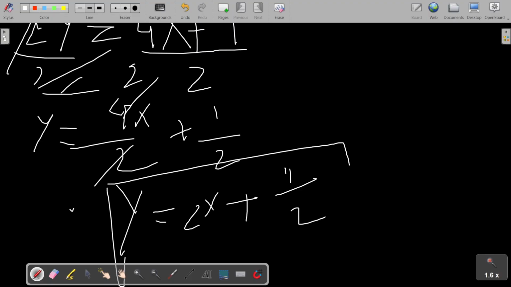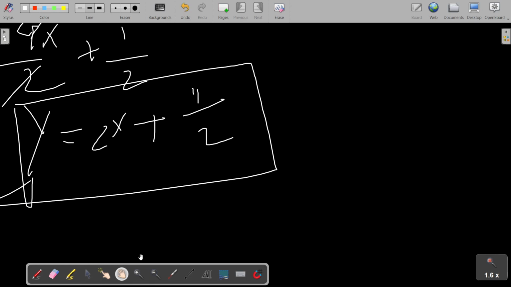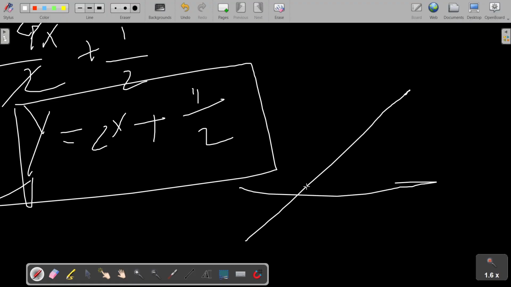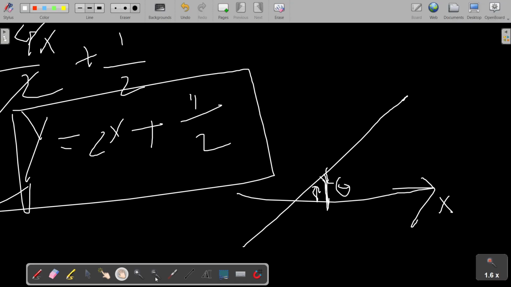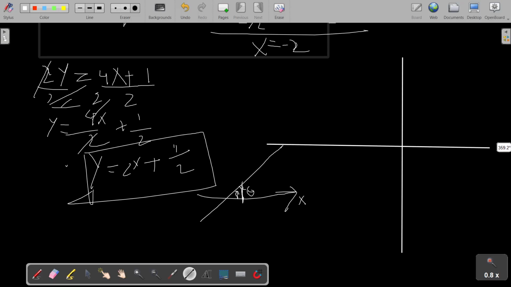So here also we can see that the slope is positive 2, so the straight line will be like this. With the positive x-axis, it will create an acute angle theta. This is the x-axis. This is the straight line. The slope is positive. So let's just plot it. Let's find the coordinates where it will become 0.